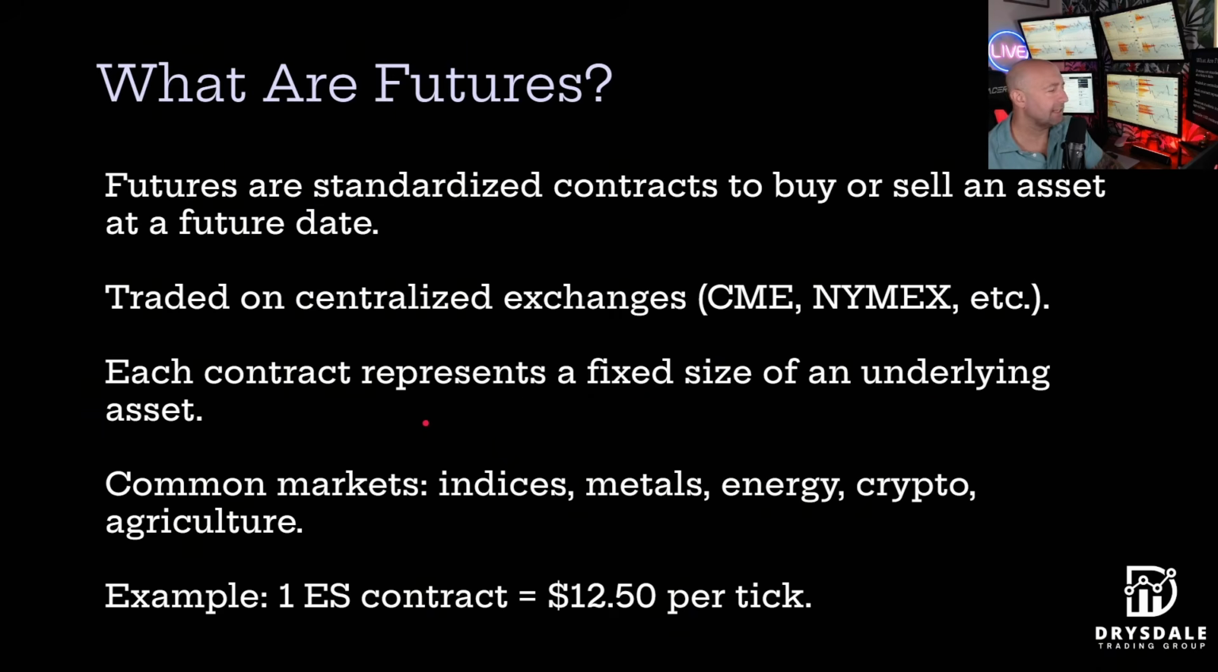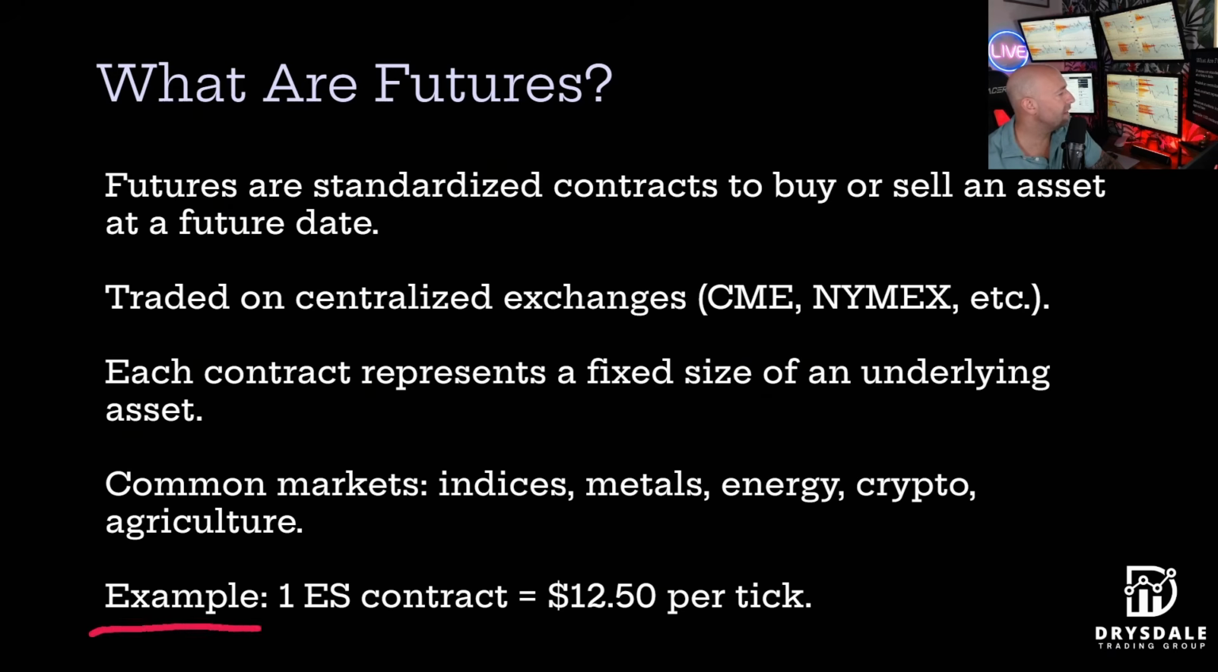This takes place in many markets. We have the indices like the S&P 500, the NASDAQ, the Russell, which is the small cap index, and the Dow, which is YM. We have the metals such as gold, silver, copper, platinum. We have the energy market, so you'll find oil, gasoline, heating oil. We have the cryptocurrencies, so you'll see Bitcoin, Ethereum, and XRP traded. And then agriculture is also a huge market. You'll find soybeans, corn. You'll also see live cattle and lean hogs, all traded on the futures market.